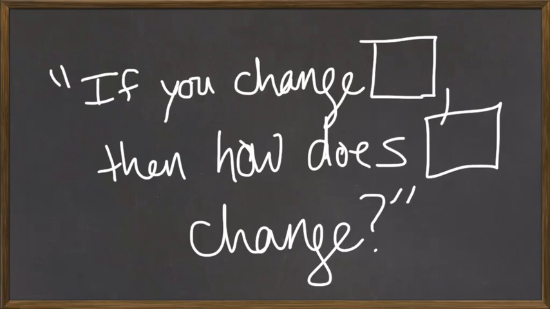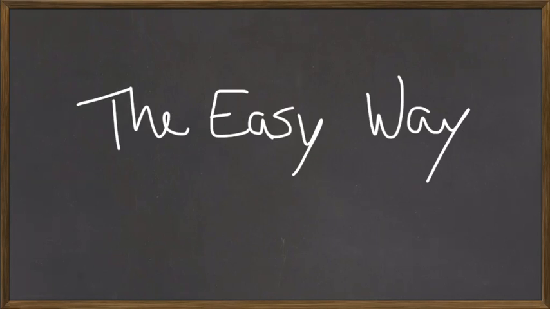All of these problems have this basic form. If you change one quantity, then how does another quantity change? For example, if you change x, how does y change? If you change the height of an object, for example, then how does its potential energy change? If you change its speed, then how does its kinetic energy change?